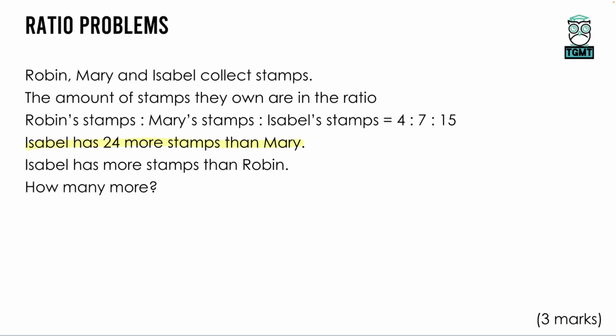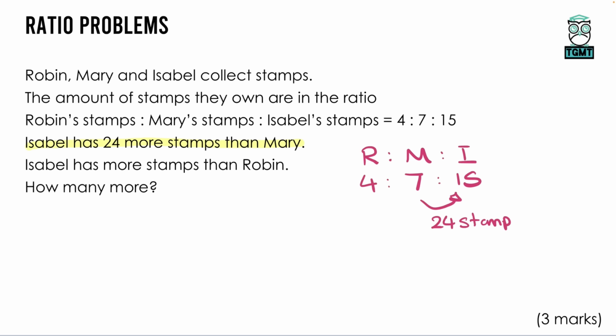We'll deal with that first, but then it says Isabel has more stamps than Robin. How many more? Well, we can deal with that once we know how many stamps they have. But here Isabel has 24 more stamps than Mary. So if I label this so that the letters are very clear, Robin, Mary and Isabel, their current numbers are 4, 7 and 15 for their ratio. And it tells us that Isabel has more than Mary. So from that 7 to 15, that is 24 stamps.